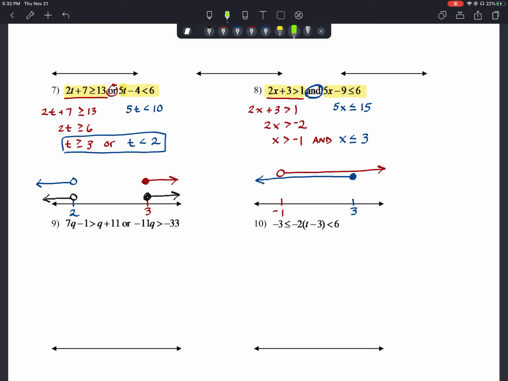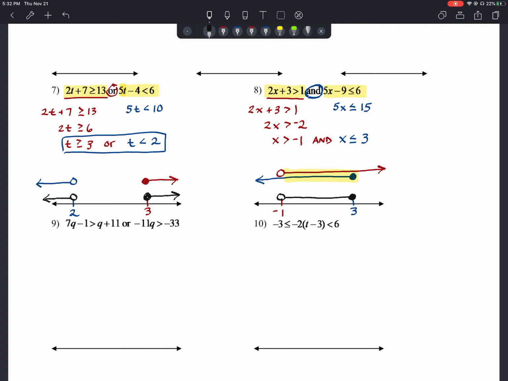So when we're looking for that intersection between the two graphs, remember, it's all of the ones that are solutions to both inequalities. So our final answer is going to be everything from negative 1 all the way to positive 3. And we're going to include that positive 3 in our answer.